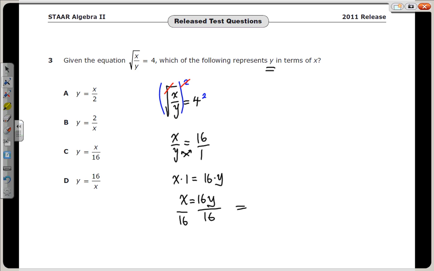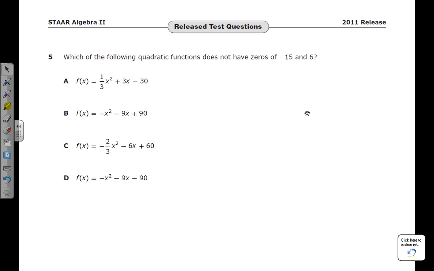And then your final answer is going to be y equals x over 16. So your final answer for number 3 is C. Okay? Alright, now let's move on to the next example, question number 4.